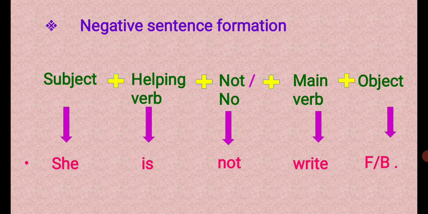So we use the helping verb after the subject, and then we use no or not to make it negative. Then we write the main verb, and then we write the rest of the sentence, meaning the object part of the sentence. So this is the formation of a negative sentence. By using this pattern we will make negative sentences.